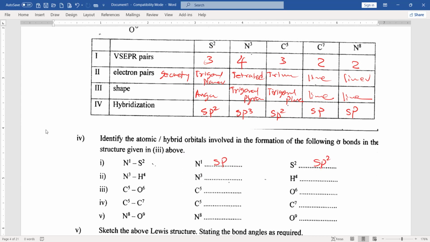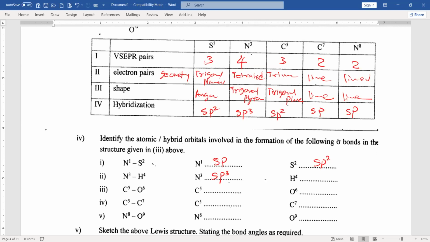They are asking only to identify the atomic or hybrid orbital. Normally, we know that if it is sp, that is hybrid only. There are no atomic orbitals labeled as sp. Right? So no need to write that. Just sp is enough. Then N3 and H4. N3 is sp3. We can get it from this table.